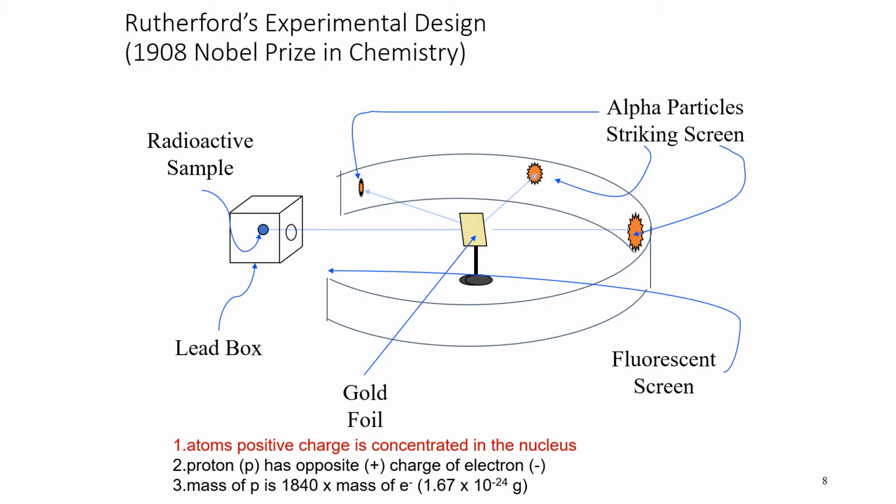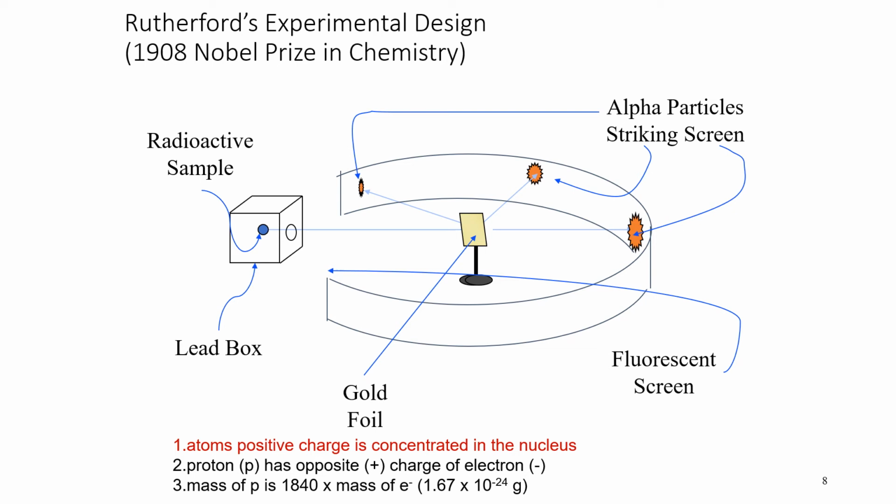He actually worked with Thomson, so they were colleagues. I think at one point he was a student of Thomson's. Anyway, in this experiment, there's a radioactive sample in a protective box, but there is a hole from which the radiation can escape. The particles from this radioactive material are called alpha particles, and these are positively charged particles.